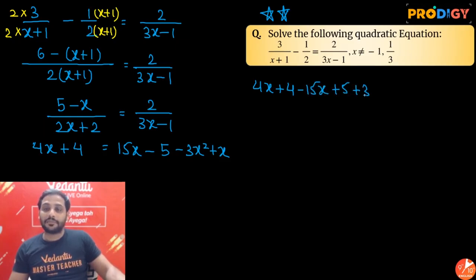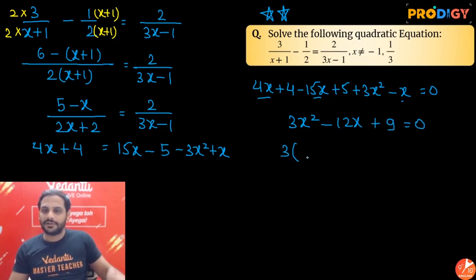Minus 3x square becomes plus 3x square. Plus x becomes minus x equal to 0. So, sir, we have 3x square, 4x minus 15x minus x. Minus 15x minus x is minus 16x, plus 4x will be minus 12x. And 4 plus 5 is plus 9 equal to 0.